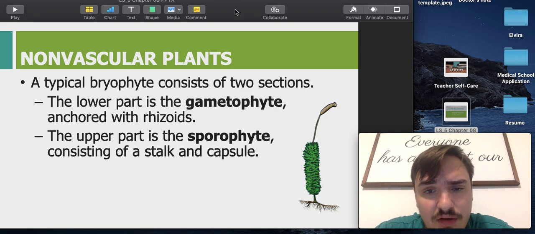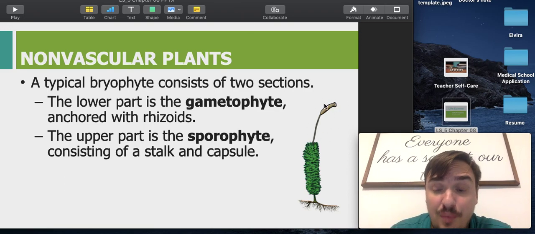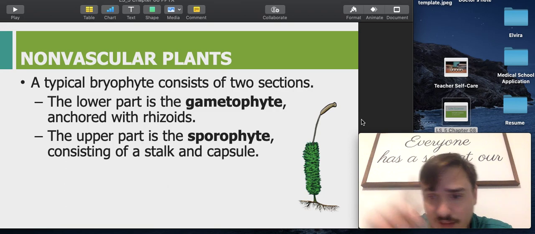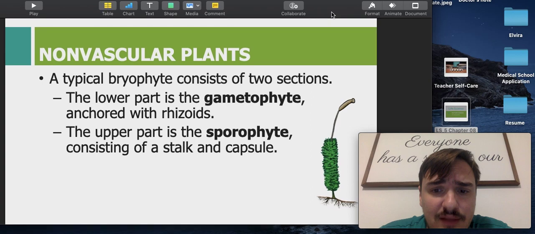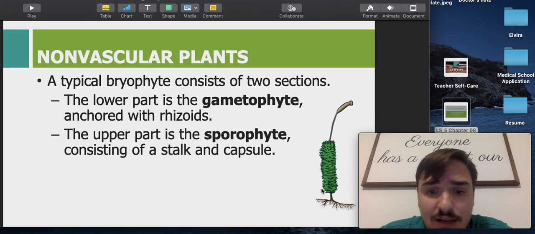In this case, it's going to create this capsule-like structure that holds the spores, which will eventually be released, and that's how you get that cycle. Okay. In this case, the gametophyte stage, that's the green leafy shoot, and it's going to be responsible for being the main part of the plant.